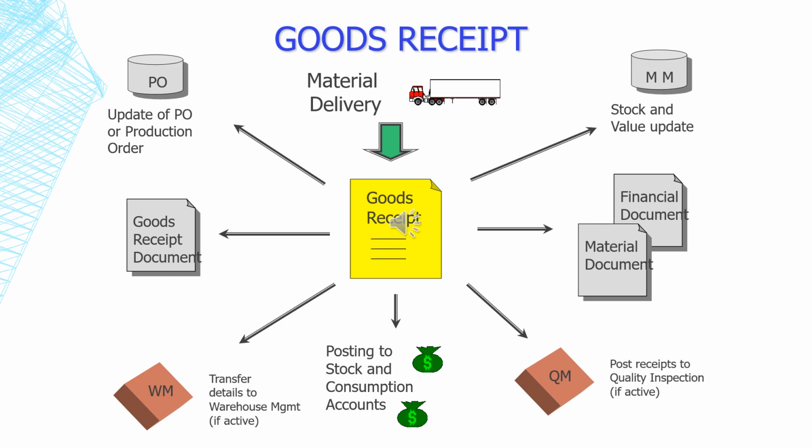So when we are receiving goods, it updates the PO or production order. It creates a goods receipt number, transfers details to warehouse management, and posts stock and consumptions to accounting. It is tightly integrated with quality management, posts the receipts of quality inspection, creates a material document and a financial document, and stock and value are updated.